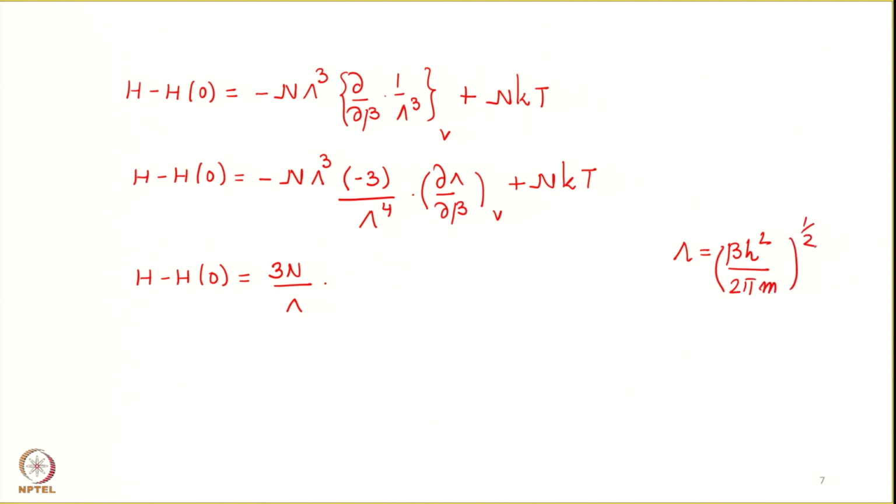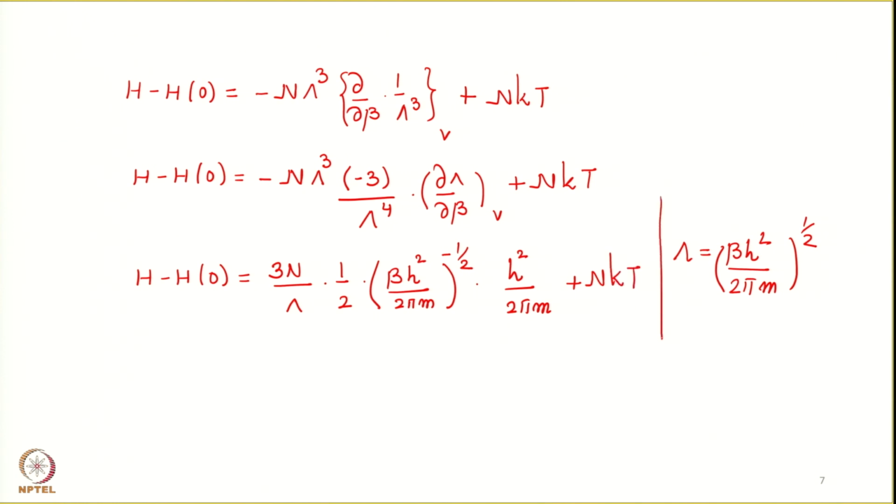Let us take the derivative of this with respect to beta. It will be 1 by 2 into beta h square over 2 pi m, minus 1 by 2 into h square by 2 pi m, and then the derivative of beta with respect to beta, plus n kT. We are now closer to the result.